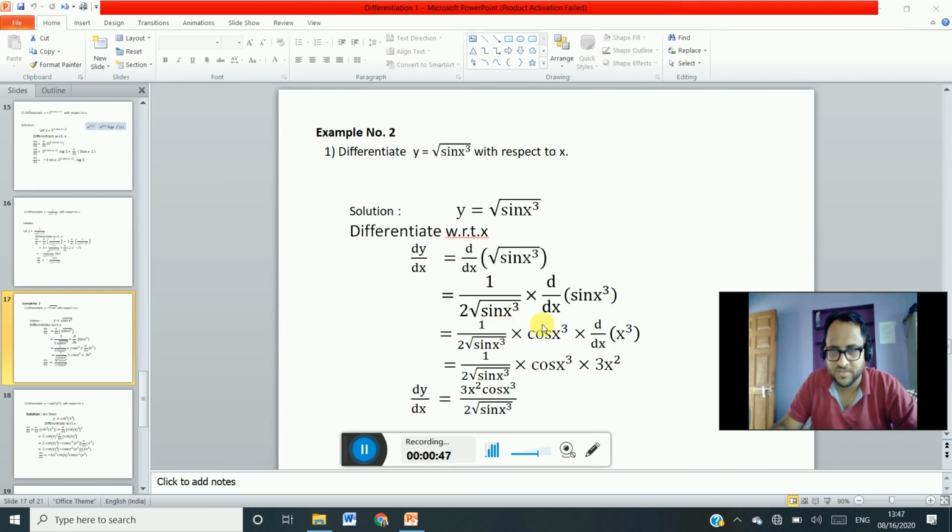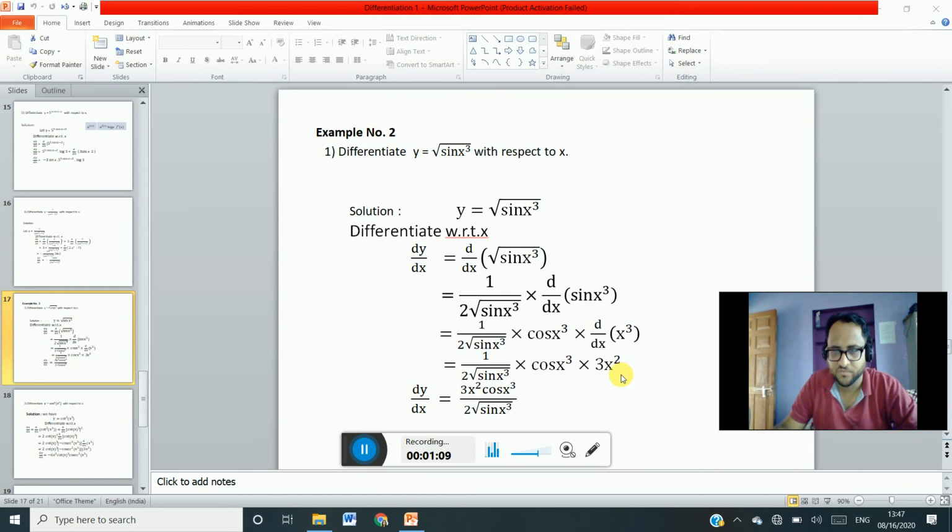So then derivative of sin is what? Cos x cube, and then the derivative of x cube. So finally we get 1 upon 2 root sin x cube into cos x cube into derivative of x cube, by using formula x to the power n, that is n into x to the power n minus 1, means 3 into x to the power 3 minus 1, that is 3x square.